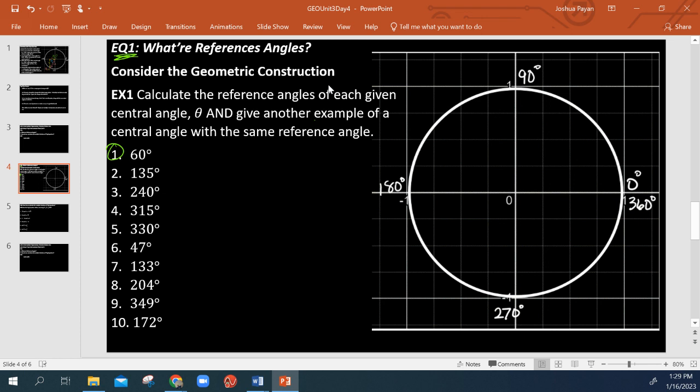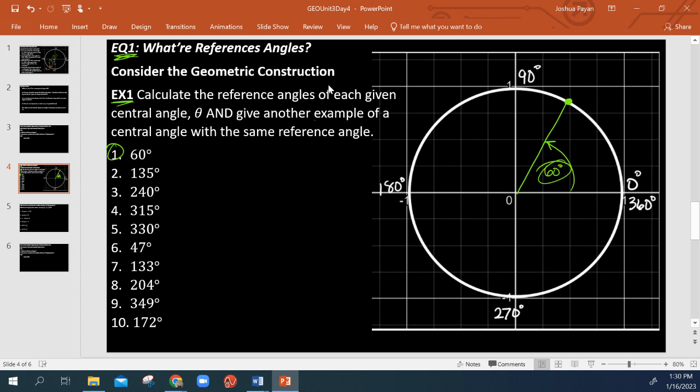We have 10 examples here. And in this particular set of problems, we're being asked to not only calculate the reference angle, but to also identify other angles with the same reference angle. So, for example, 60 degrees. So we know 60 degrees will be about right here, right? And let's talk about, well, what is a reference angle? Well, in this case, our reference angle would be 60 degrees.